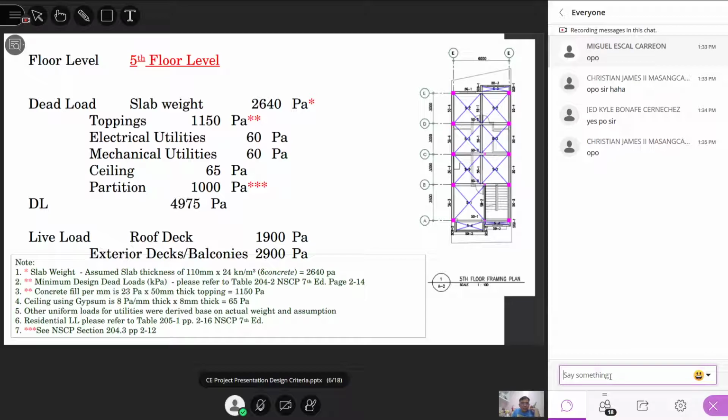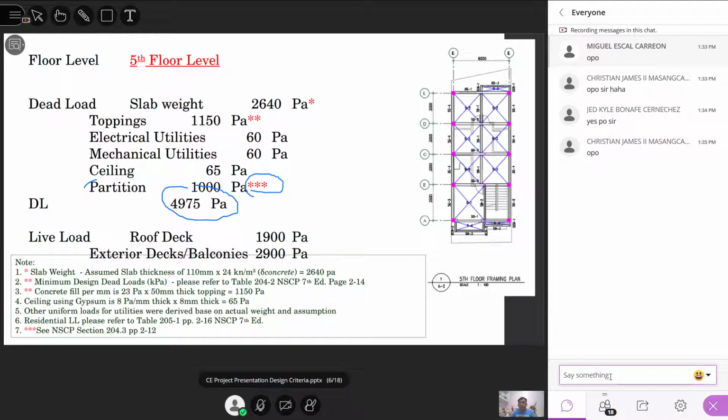Now, can you see this fifth floor? What was added? You now have a partition, a movable partition. Again, I put 3 asterisks on it. You can see NSCP section 204.3, page 2-12. That's the only thing that changed. Everything else is the same. So for the fifth floor, second floor, third floor, fourth floor, if you add all these things, this is your load: 4975 Pascal.